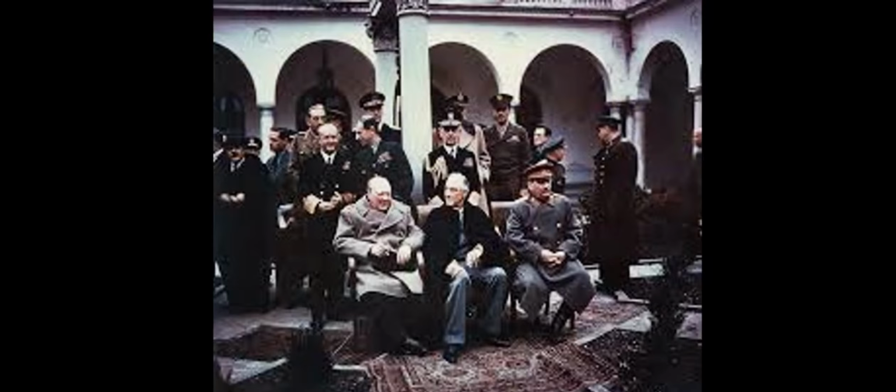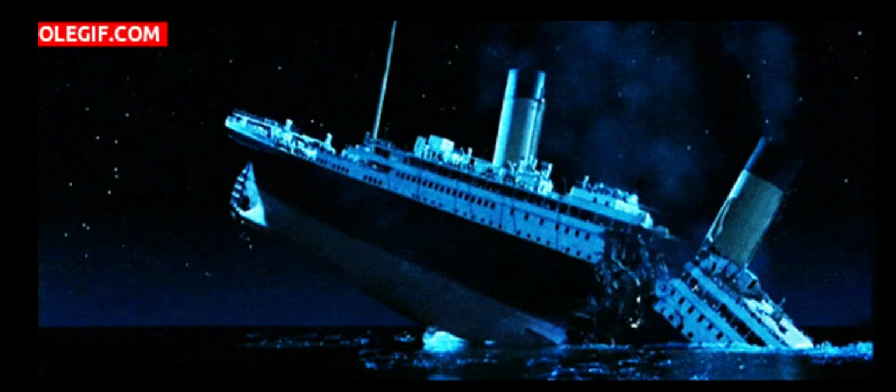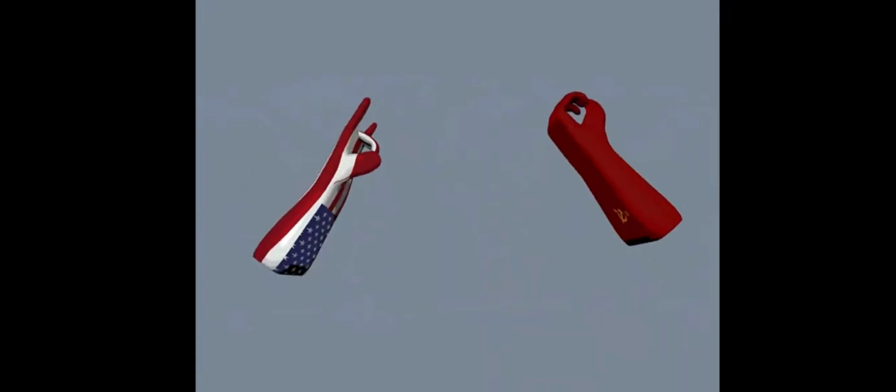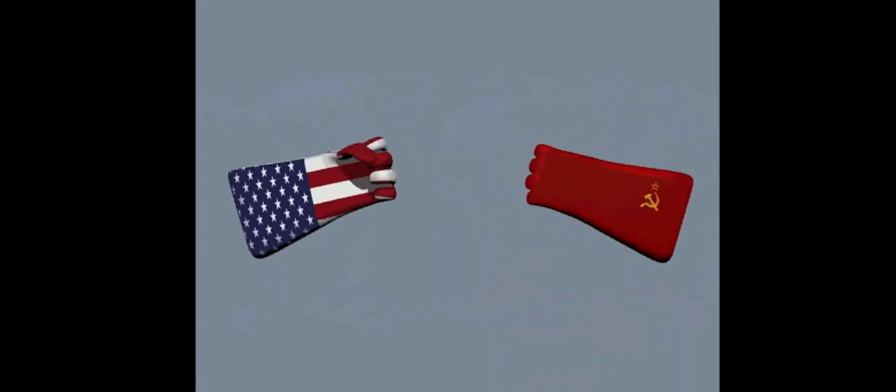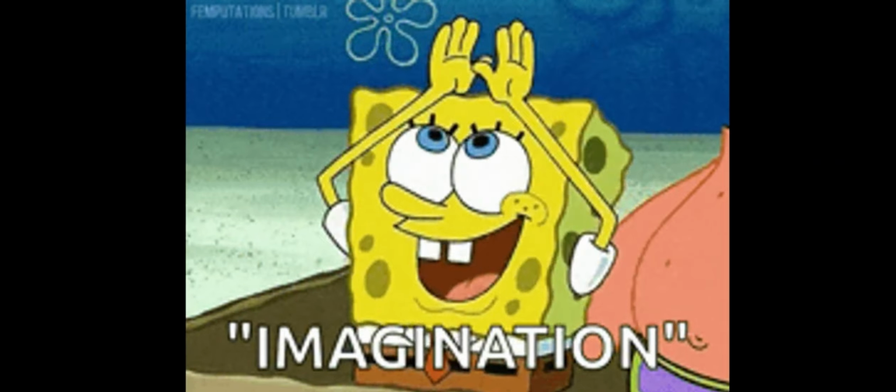At Yalta and Potsdam, the tension was already evident. Europe was split in two, the capitalist West and the communist East. And this is how the famous Iron Curtain was born. This would not be a war fought with bullets, but with ideas, espionage, and nuclear threats.